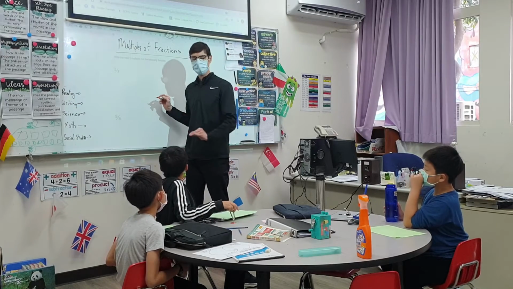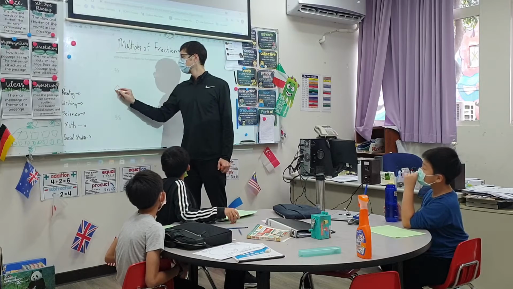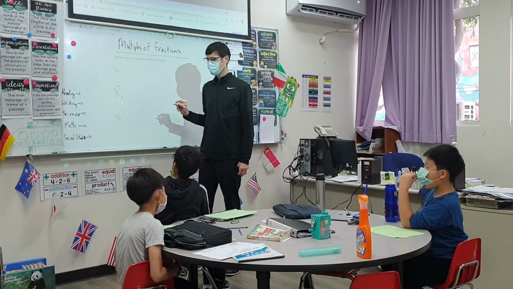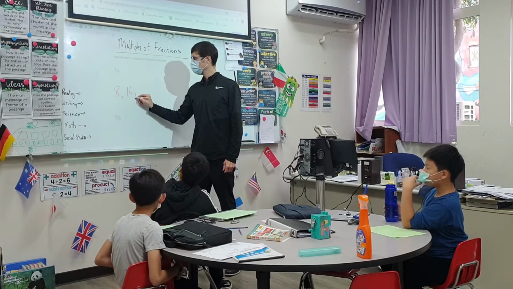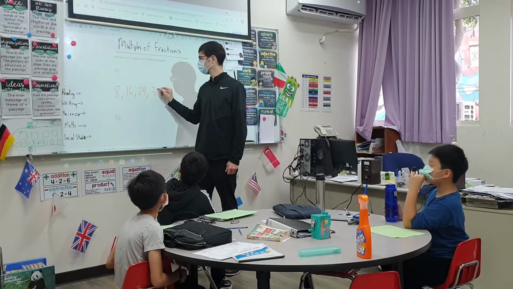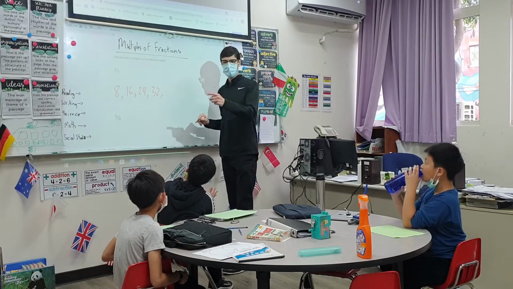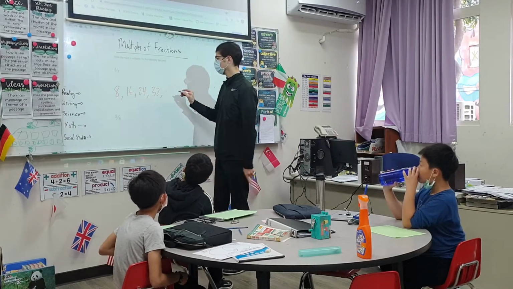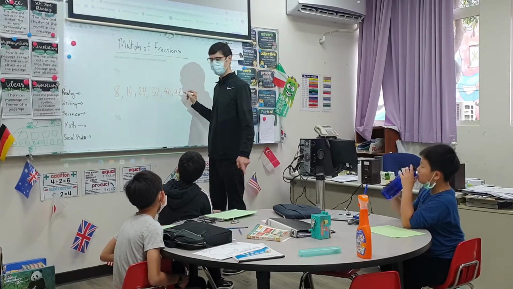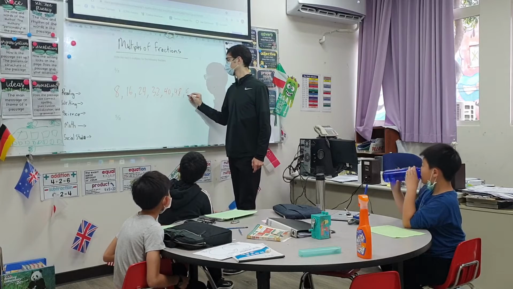So Henry first, Ethan second, Jalen third. We go 8. Ethan first. 16. Good. Henry. 24. Jalen. 32. Keep going. 40. Oh, sorry. 40. 48. 48. 56.